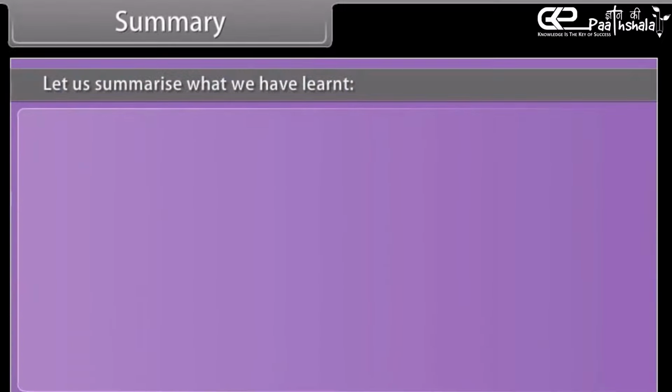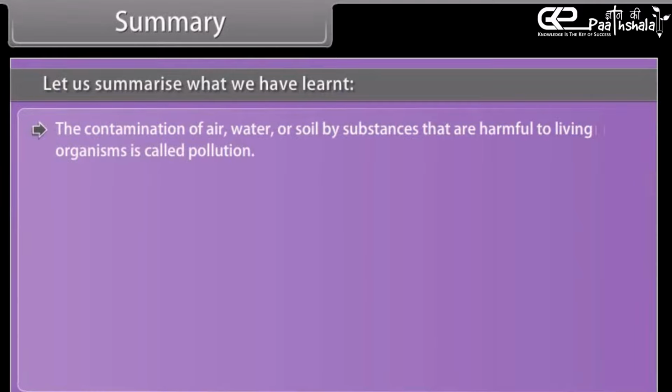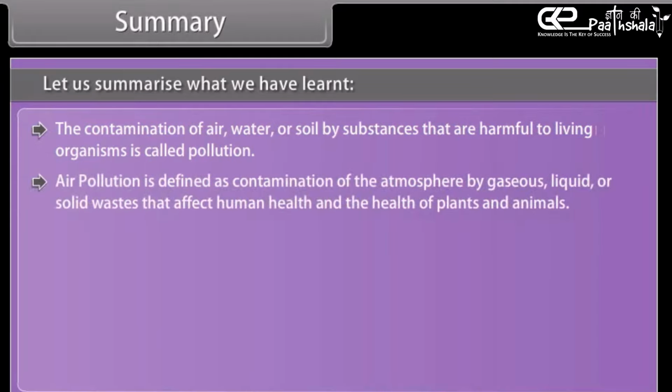Summary. Let us summarize what we have learned. The contamination of air, water or soil by substances that are harmful to living organisms is called pollution. Air pollution is defined as contamination of the atmosphere by gases, liquid or solid wastes that affect human health and the health of plants and animals.